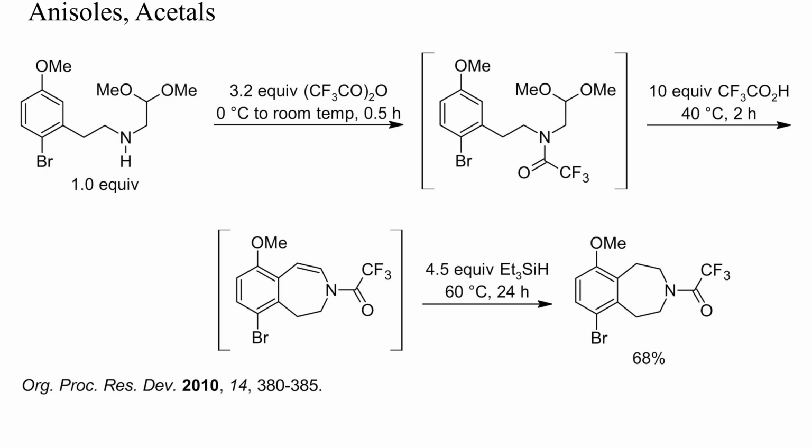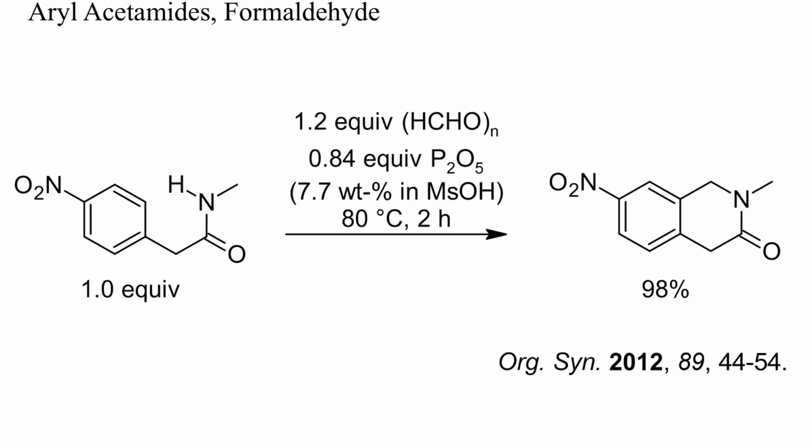Here, to facilitate acetal hydrolysis, the secondary amine was first trifluoroacetylated. Reduction of the initially formed enamine with triethylsilane in trifluoroacetic acid then yielded the final product. Aminoalkylations of arenes with amines and aldehydes or ketones won't be discussed in this video because this is a huge subject by itself. This here is just one example of cyclization of an aryl acetamide with formaldehyde. Interestingly, even an unreactive nitroarene could be alkylated this way.